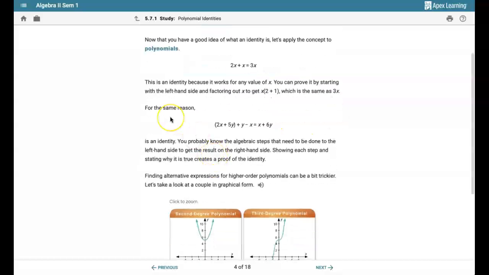For the same reason, if I look at this value here, I've got 2x plus 5y plus y minus x equals x plus 6y.